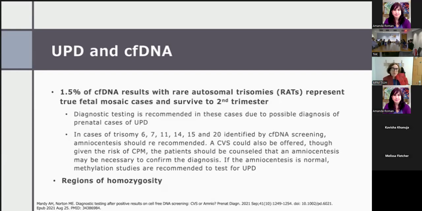Uniparental disomy can also be identified incidentally by regions of homozygosity noted on prenatal next generation sequencing. This was something that I had discussed in one of my previous fetal therapies back in November, so I will not go into depth.